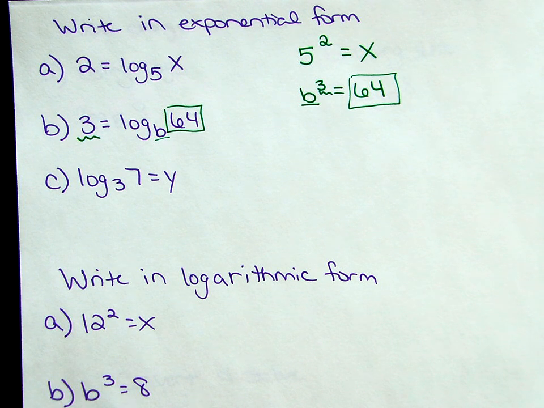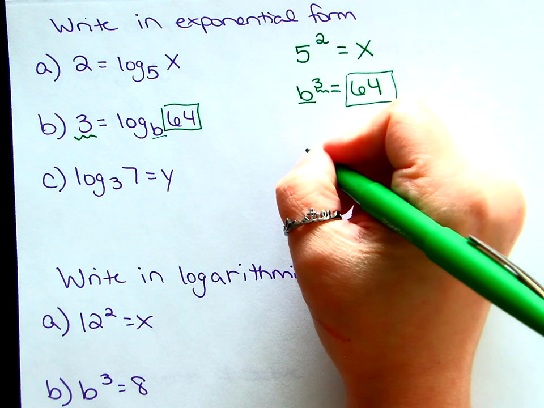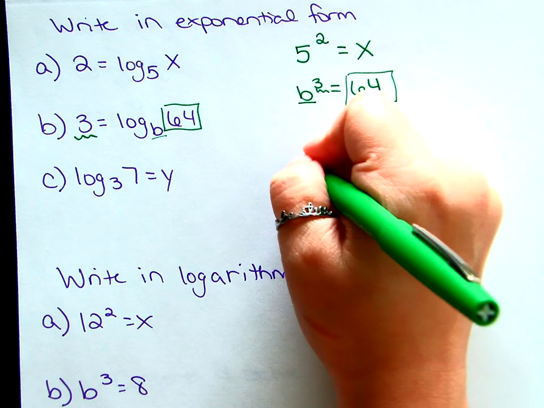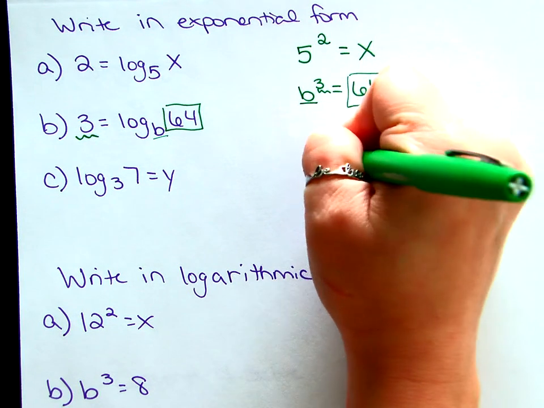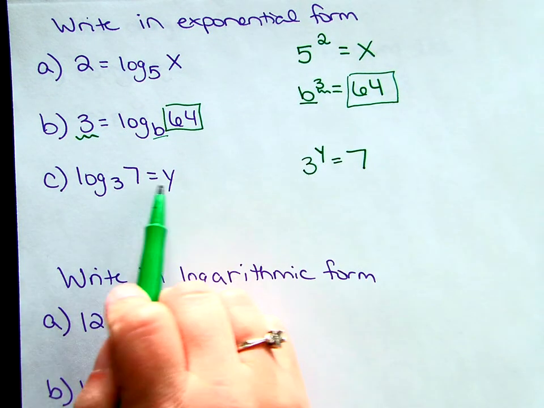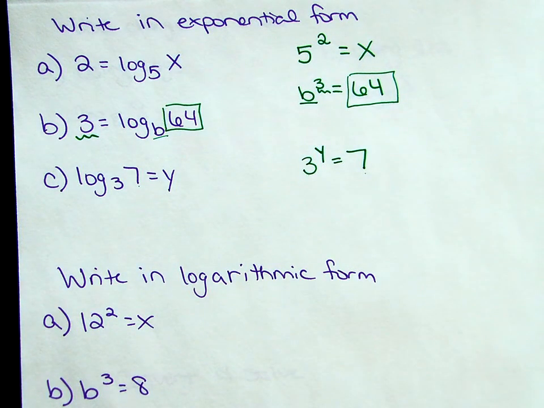Questions? Okay. So the last one then will become what? Three raised to the y equals 7. Base becomes the base, the answer becomes our exponent, and what we were taking the log of becomes our new answer. Exactly right. Questions on how we go from logs to exponentials?